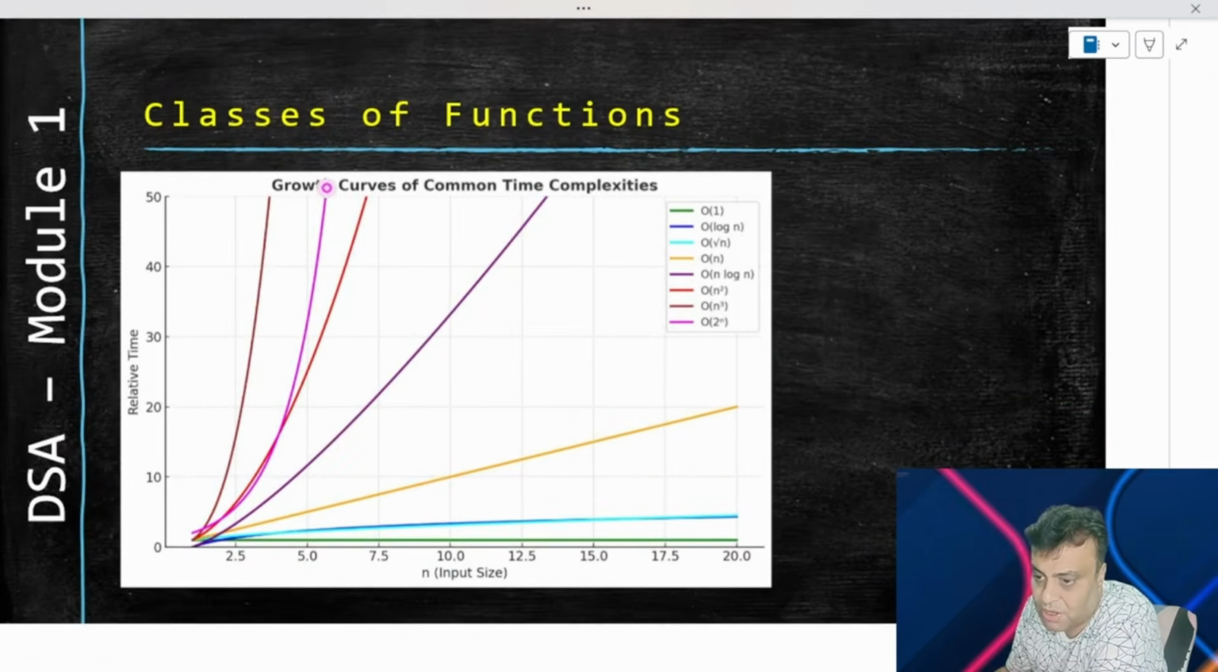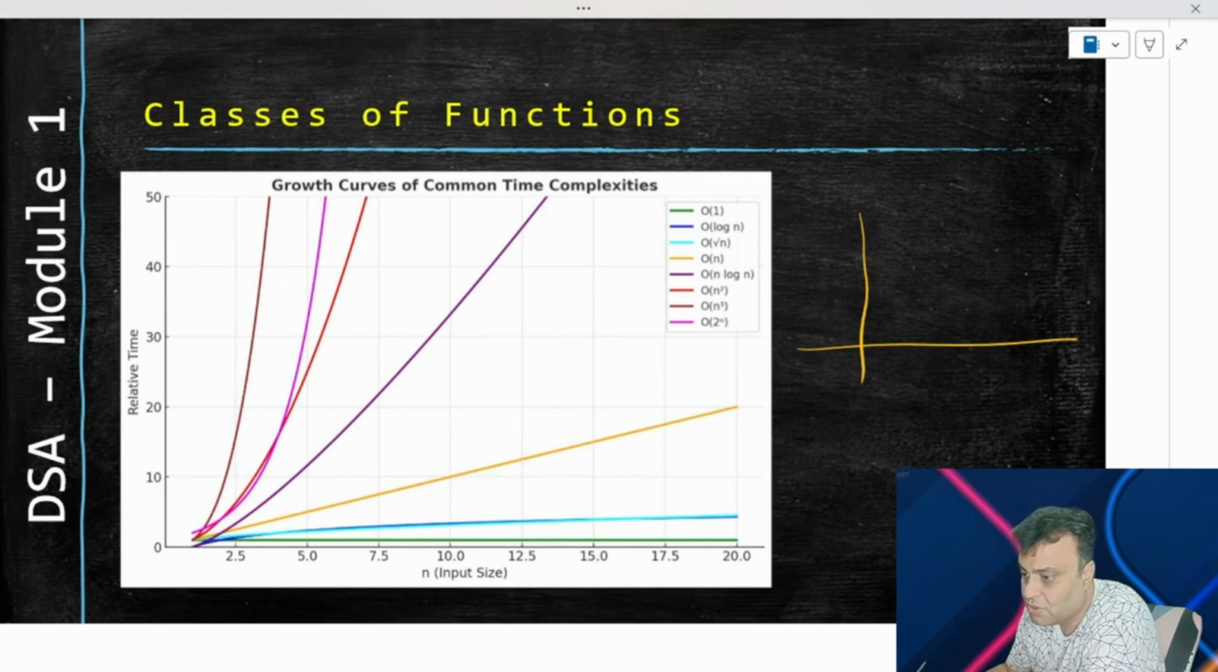If you see, our 2 to the power n is here. At some point of n, the input size, it will cross everybody. We have not been able to show that in this particular graph. If I could have drawn the upper portion of the graph, then my time complexity along with n, for a 2 to the power n curve, would have been looking like this. It would have gone like this and then like this.